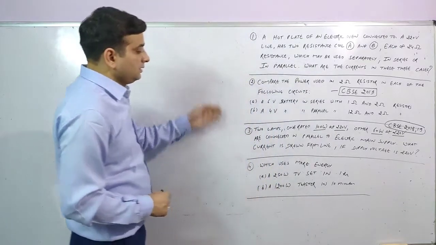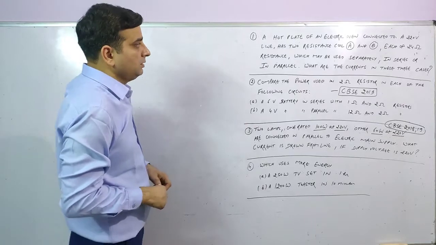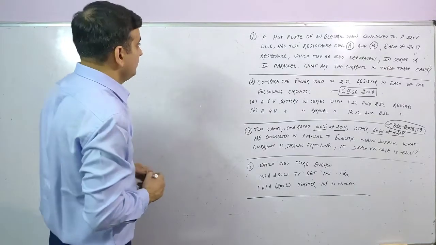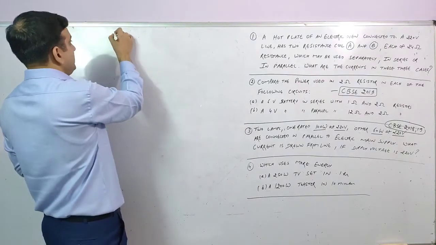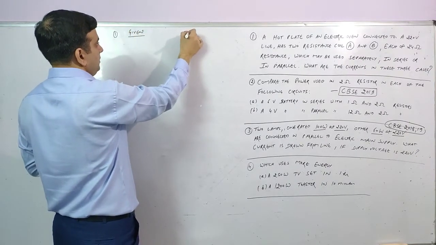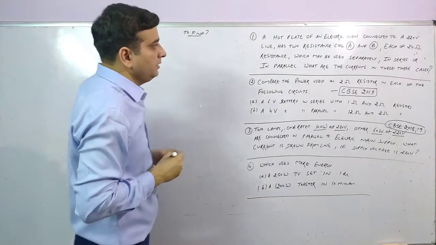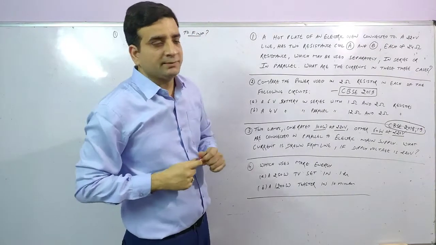So, these are the last four numericals of electricity chapter 12. We will do them one by one. The first numerical: again we will follow the same method, what is given and what we have to find. Before writing here, first we will read the statement.